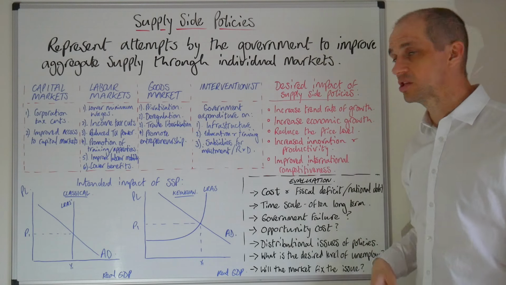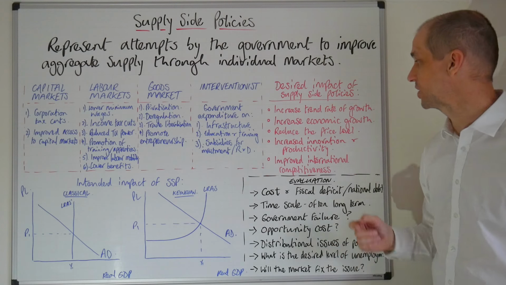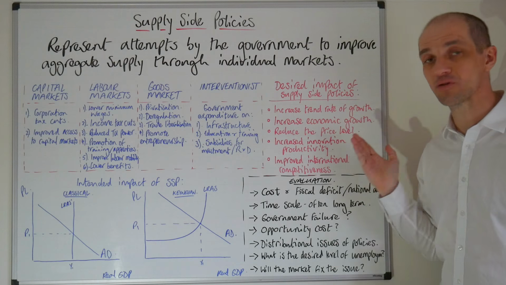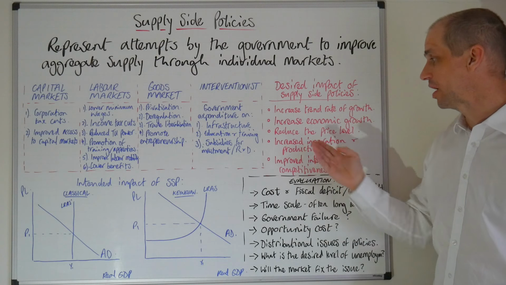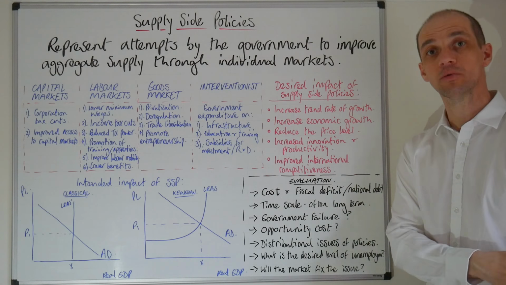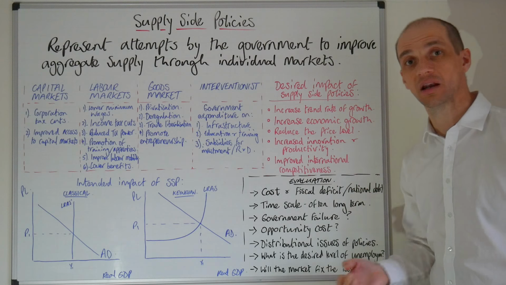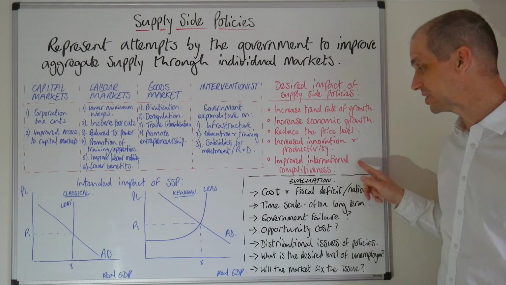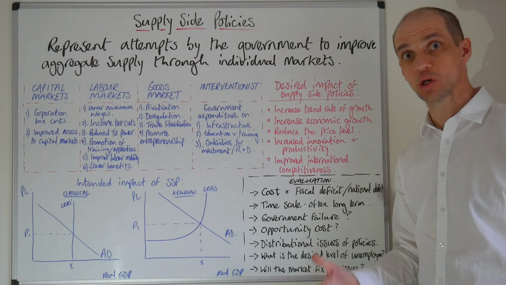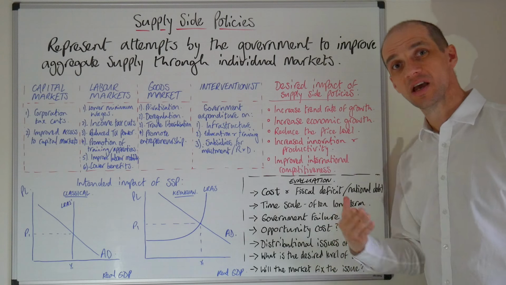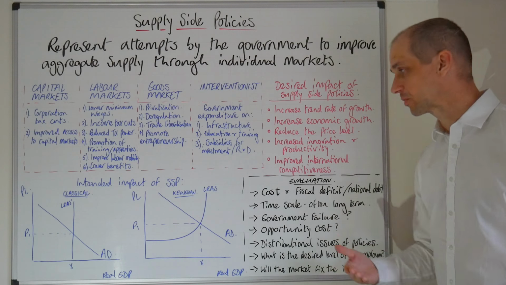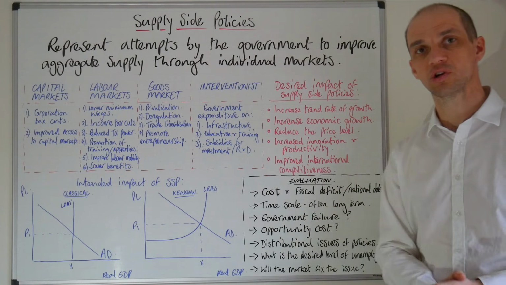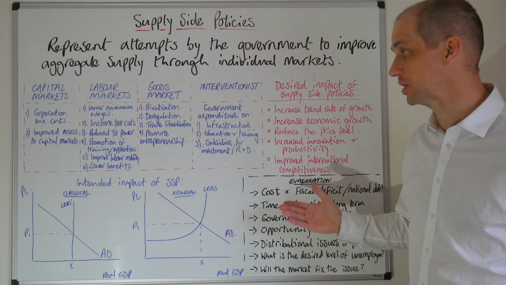Okay, so what's the desired impact of these different policies? Well, it's about increasing the trend rate of growth. It's about increasing economic growth, reducing the price level, and increasing innovation, productivity, and improving international competitiveness, which would help to boost the economy's current account position as well. Okay, so interesting points when it comes to potentially resolving that net exports issue.